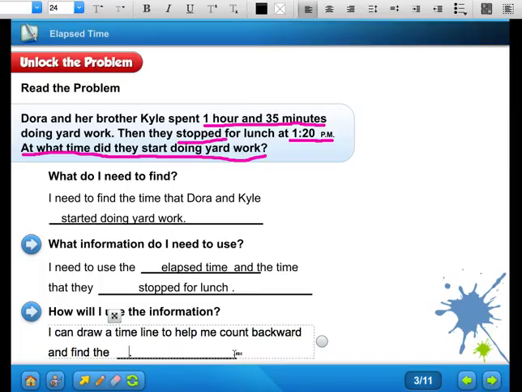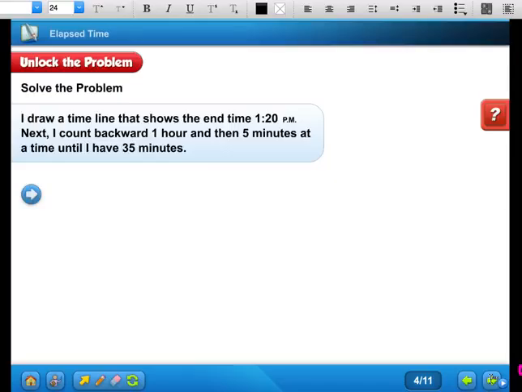At what time did, so I need to find what I can draw a line to help me count backwards and find the start time. All right. So I need to find the start time. I know that they stopped at 1:20 p.m. and I know they went for an hour and 35 minutes. All right, let's go to the next part of the problem.